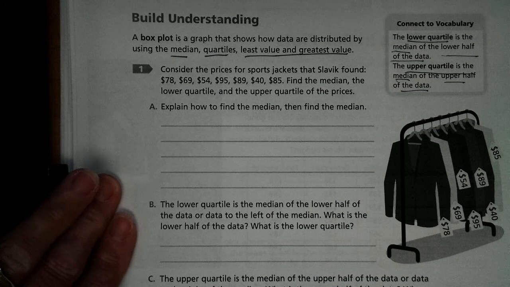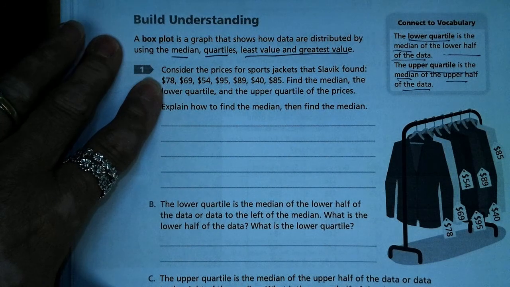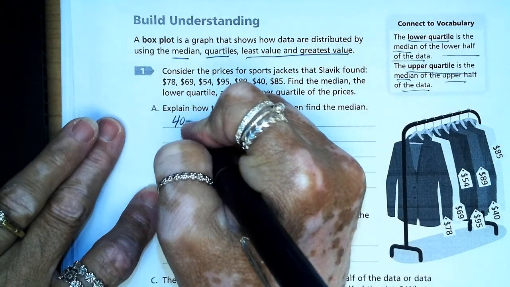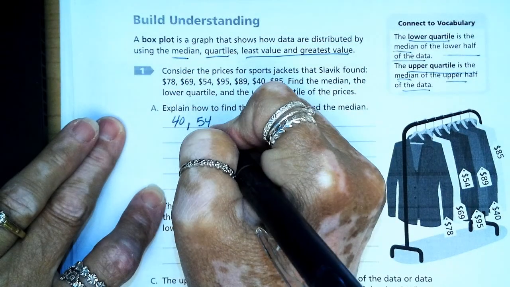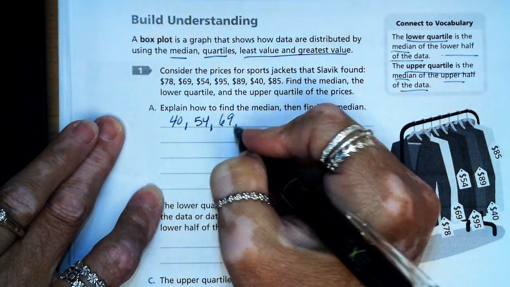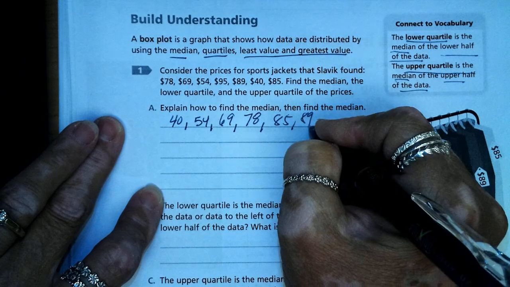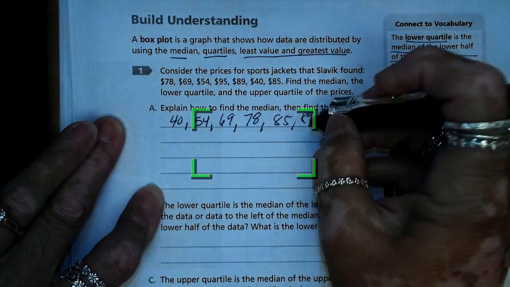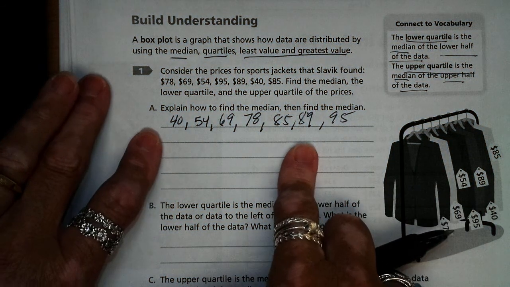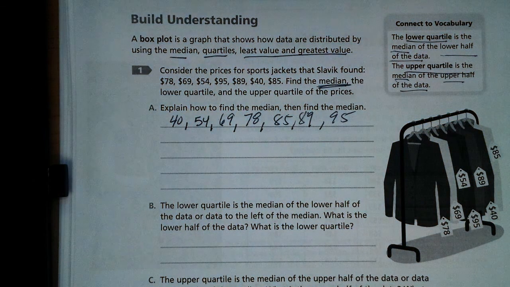All right, so we are going to take those jackets, right? And we're going to rewrite them. So we already wrote them in order, so I'm just going to rewrite it. So 40, 54, 69, 78, 85, 89, and 95. So all I did was just rewrote the order that we put them in up on the front. Okay? So how do we find that median again?